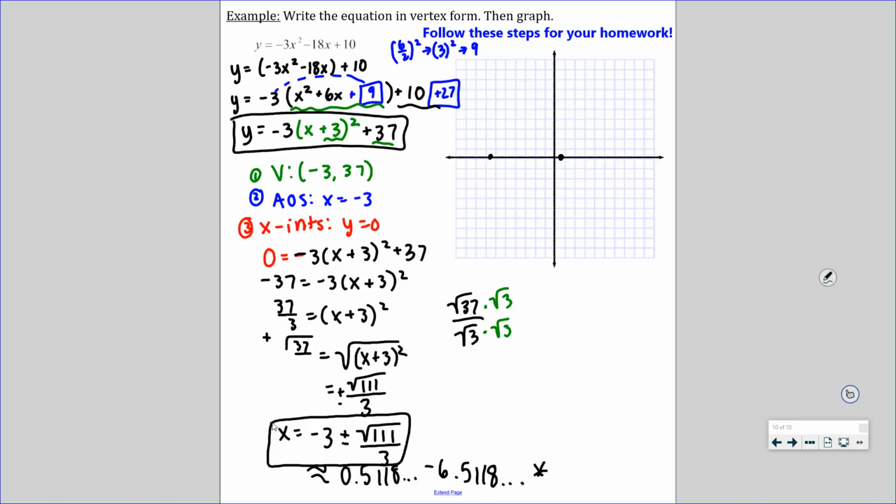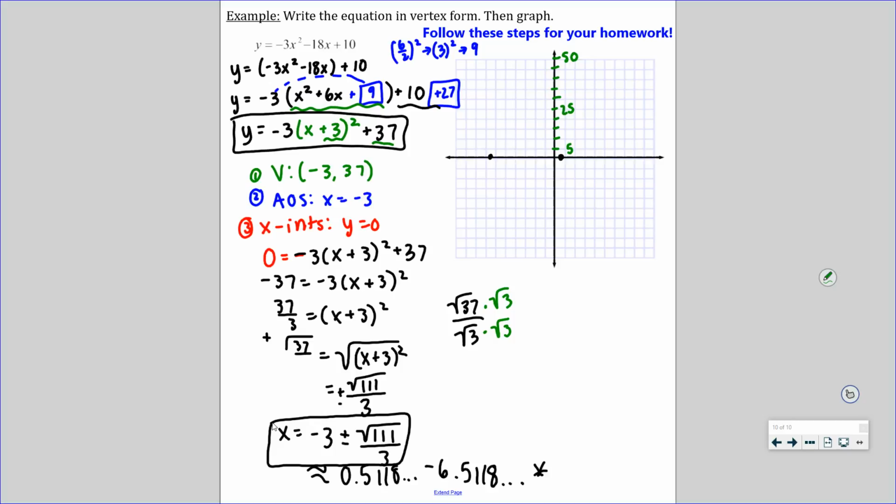Now I do need to plot my vertex of -337, so I'm going to have to change the scale here on my y-axis. I just counted up by 5s: 10, 15, 20, 25, 30, 35, 40, 45, 50. And remember, your vertex should always be about halfway between your x-intercepts. So when I put my vertex at -3, I'm like, hey, that does look about halfway between my x-intercepts, right? Because those are symmetry points. And that's all you have to plot, folks.